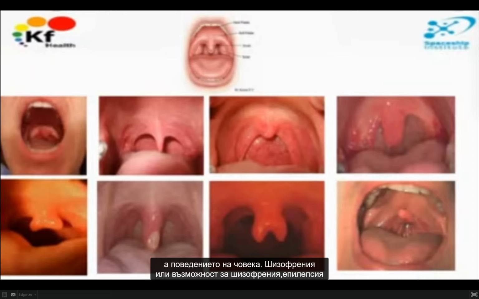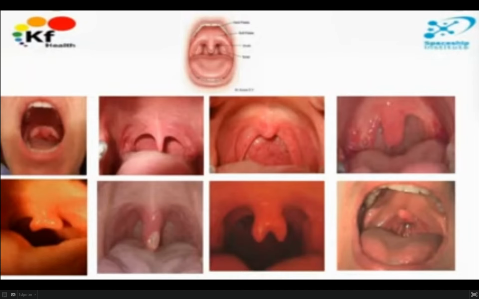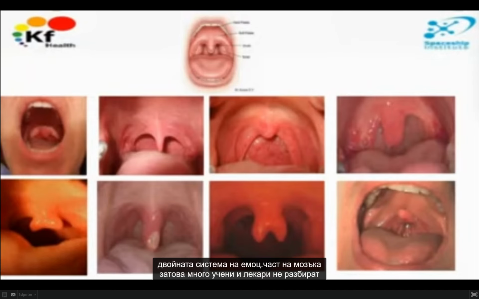Schizophrenic possibility, epilepsy, Alzheimer's. The position of it tells you about the balance within the body and where the problem in the future is going to be. So, to us, we have ignored the twin system of the emotional part of the brain. That's why a lot of scientists, a lot of doctors don't understand what's the use of this thing. Maybe for the first time we can understand.